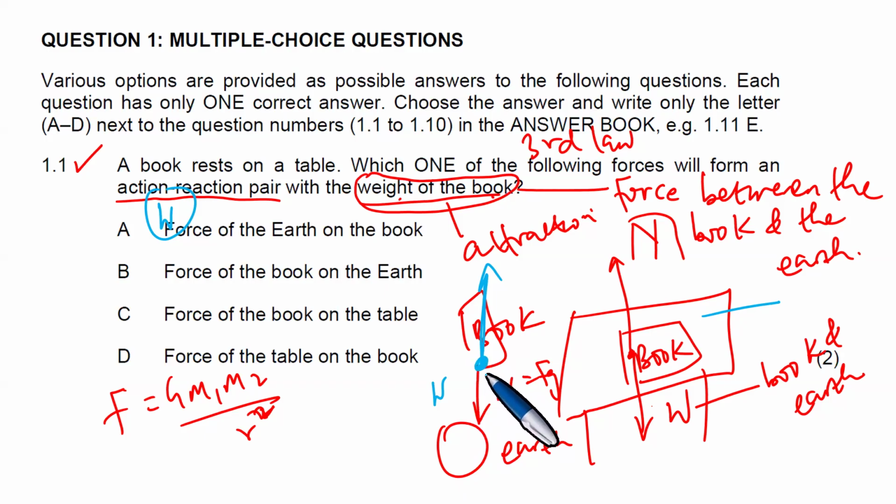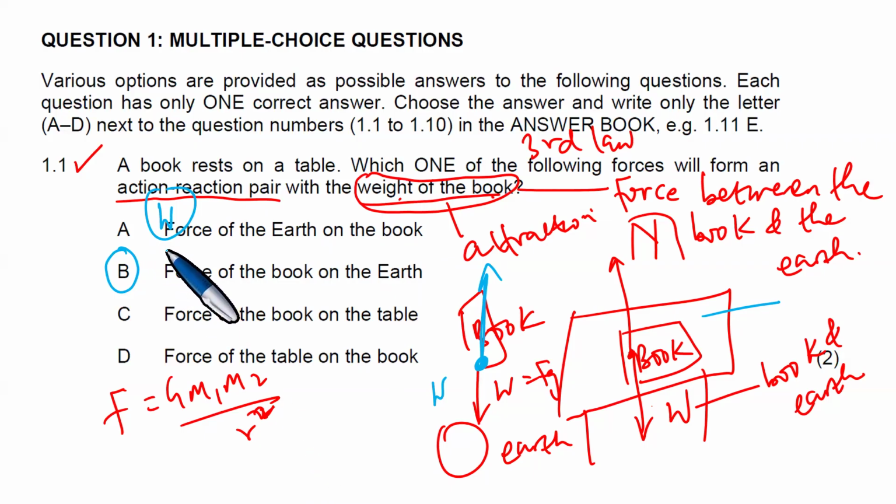And so if now we want to look at an upward force, it will be the force of the book on the earth, because the book is also attracting the earth. The book is also attracting the earth by a force of the same magnitude but opposite direction. So obviously the correct answer will be the force of the book on the earth. It's the one that is an action-reaction pair.